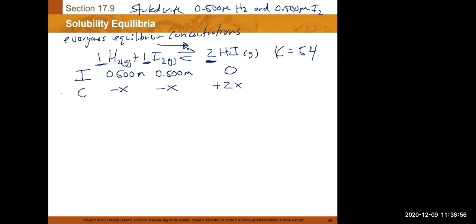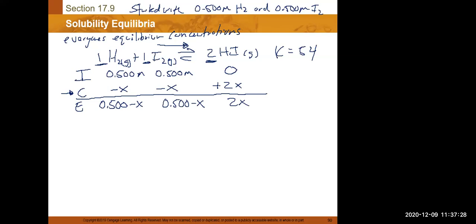Very common, people screw up the change part by not taking into account those coefficients. And when you do so, you're going to be messing up that mole to mole stoichiometry relationship, and you will get the wrong answer. At this point, we're just going to carry down everything to the equilibrium line. So we would have 0.5 minus X, 0.5 minus X, and 2X. Any questions on the table there?